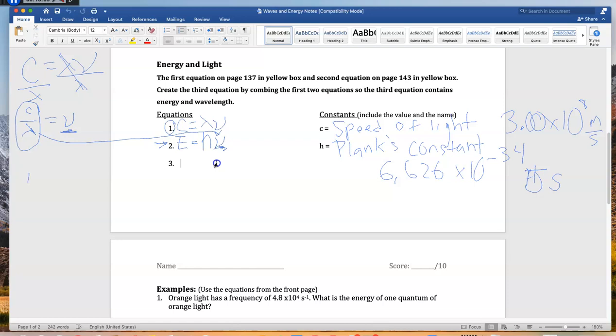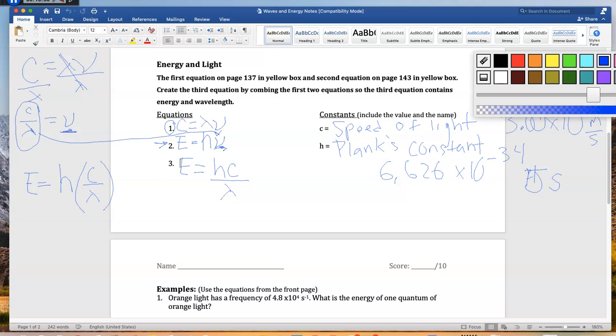Good. So what I'm going to do is write energy is equal to H, and then I have C over lambda. Have I done anything wrong? Yeah, all I've done is solve for one variable and then place that variable in another equation. So then my final equation is energy is H times C divided by lambda. Do we need to go over any part of that math again? Okay, excellent.